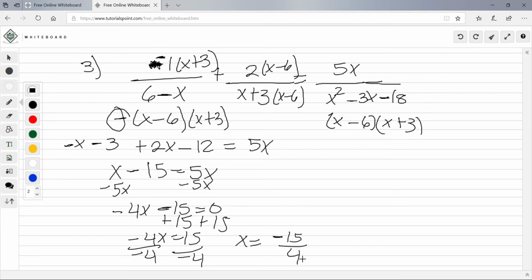Good. Now we gotta check it. I already checked it manually, but if you didn't, go ahead and put it back into the original equation, and then you should get negative 15 fourths equals negative 15 fourths. So that's true. So we conclude that x equals negative 15 fourths.